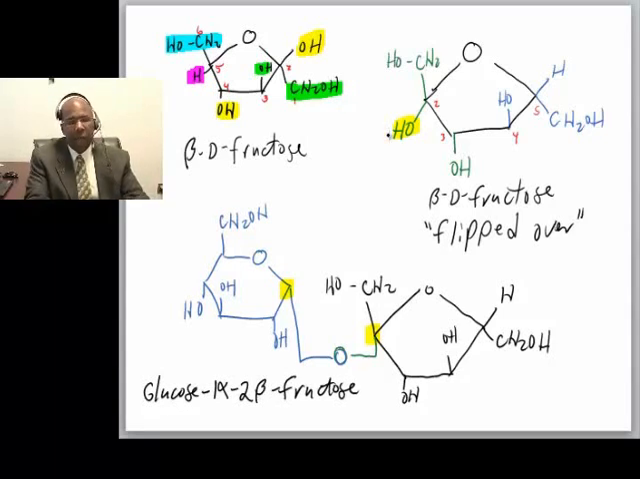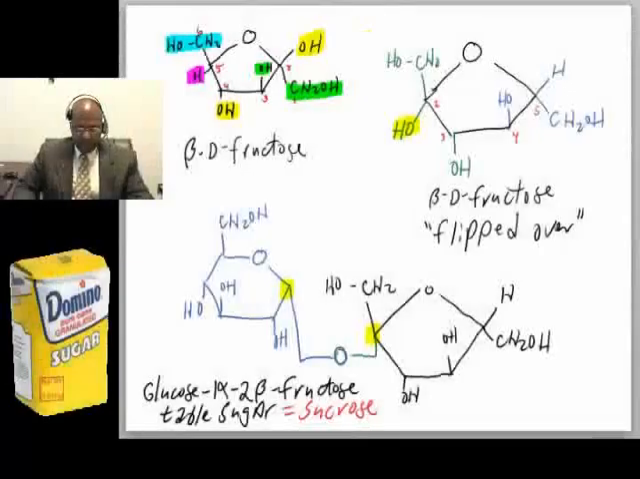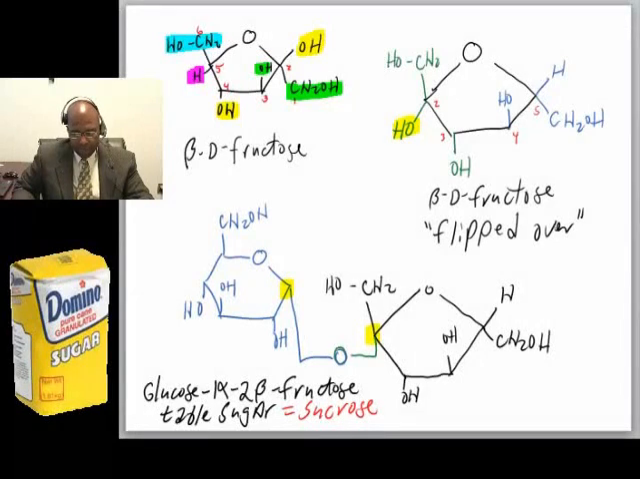And this disaccharide is the most common disaccharide in all the world. Well, for humans it is very common. This is table sugar. And the common name for this disaccharide is sucrose. And there we are, another disaccharide. I don't have much to say about sucrose. You know what sucrose is. You know what table sugar is.